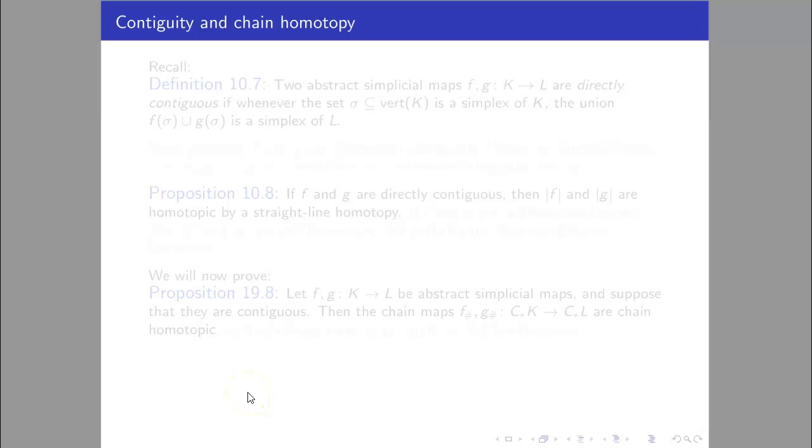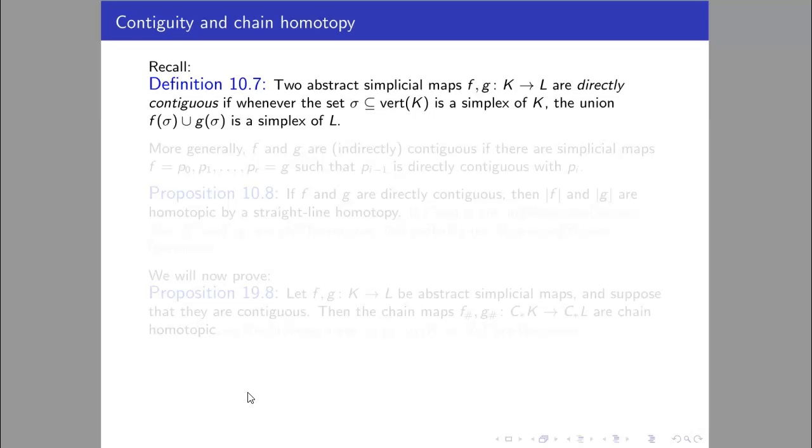In this video we're going to talk about contiguity and chain homotopy. So first let's begin by recalling some of the basic stuff about directly contiguous or generally contiguous maps. So the context is that we've got two abstract simplicial complexes, K and L, and two abstract simplicial maps, F and G, both going from K to L.